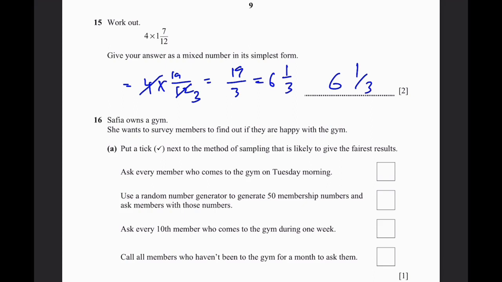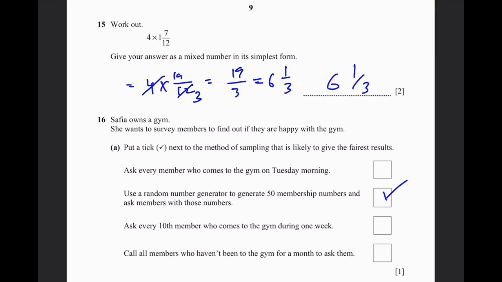Actually, the correct option is the second option. Well, why is it just this option and not the other 3 over here? Ask every member who comes to the gym on Tuesday morning. Well, why should it be just Tuesday and just morning? It could be even afternoon or evening, or it could be some other day of the week. Now, for the third option, ask every 10th member who comes to the gym during 1 week. Why every 10th member? You can ask all the other members as well, right? And that's why this is also not an option.